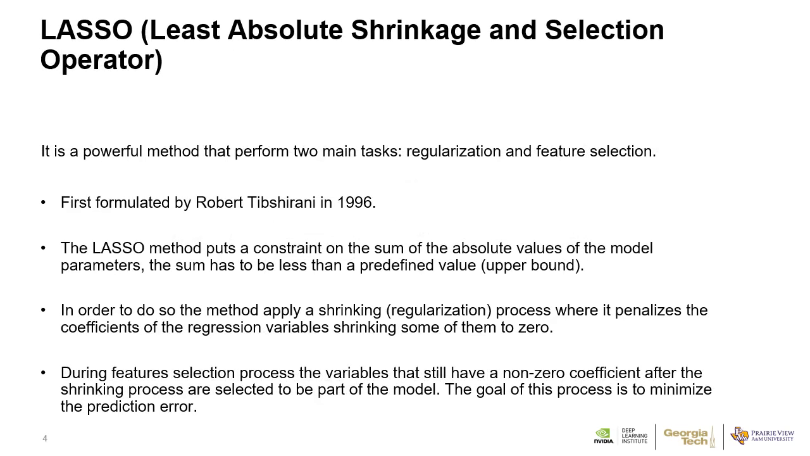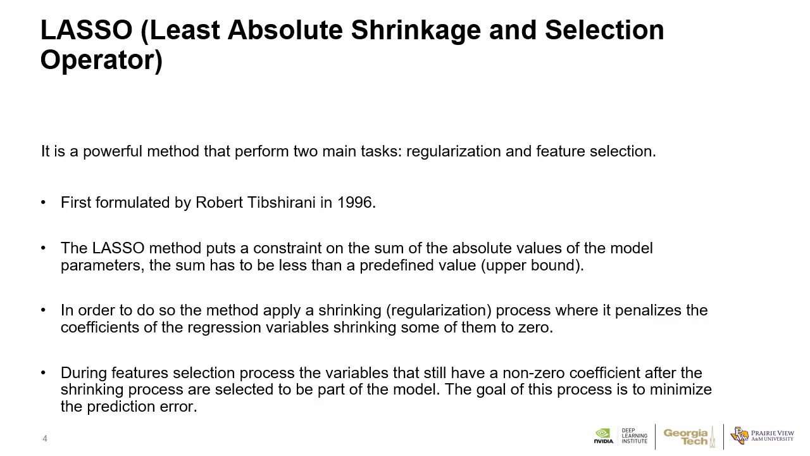The first method introduced is lasso. The basic idea is to complete regularization and feature selection. It puts a constraint on the sum of the absolute values of the model parameters. The sum has to be less than a predefined value, upper bound. In order to do so, the method applies a shrinking regularization process where it penalizes the coefficients of the regression variables, shrinking some of them to zero.